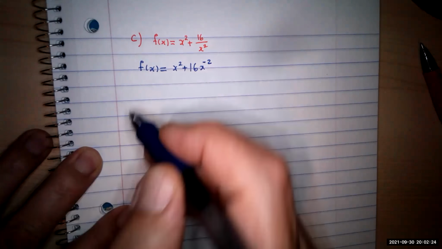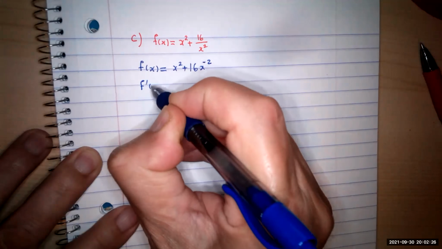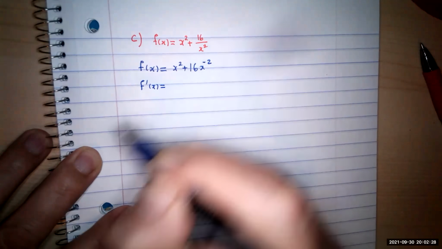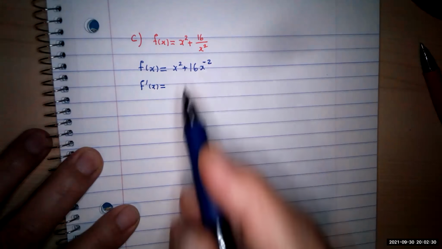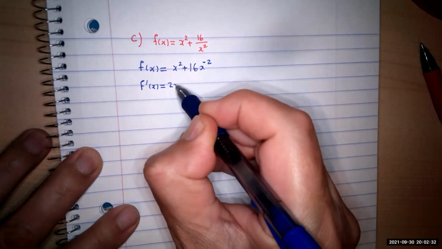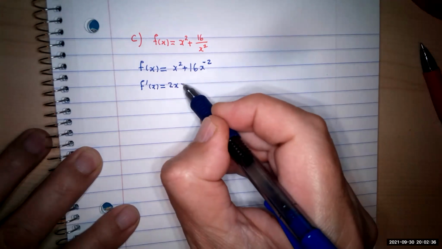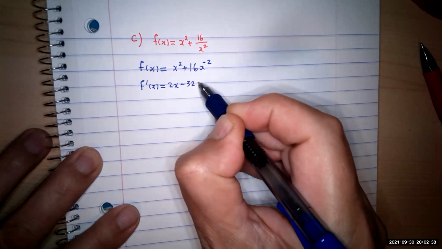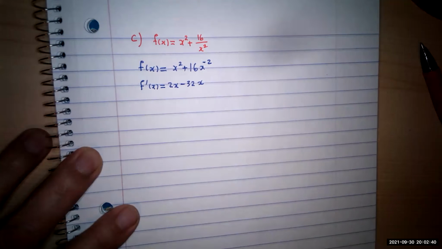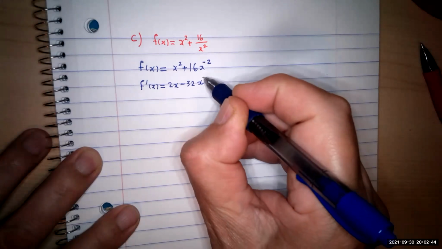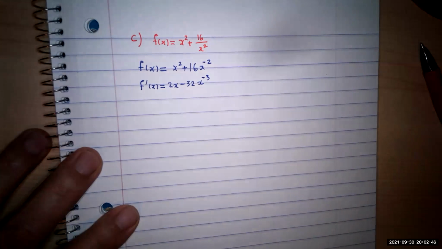Okay, differentiate it. You don't need any rules. Nicely, the power rule gives you the result. Derivative of x squared is 2x. And over here, negative 2 times 16 would be negative 32. x to the power of negative 2 minus 1 would be negative 3. You see, it's going to be easy. Any question?